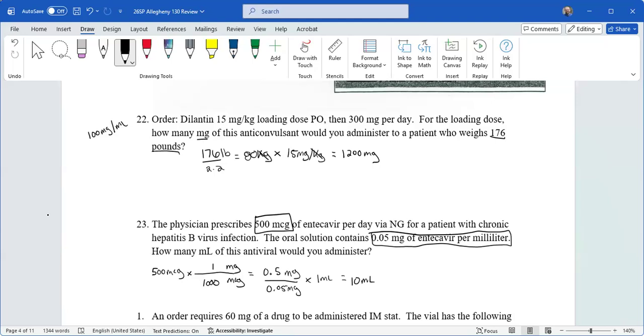So all I did was I took the 500 micrograms and I converted it to milligrams. So I set this up. You might just move your decimal point, however you convert micrograms to milligrams. I'm assuming you know how to do that. Then we're going to take the 0.5 milligrams. So that's all that is, converting 500 micrograms to milligrams. And then I'm just dividing by the available, the 0.05, times my quantity.